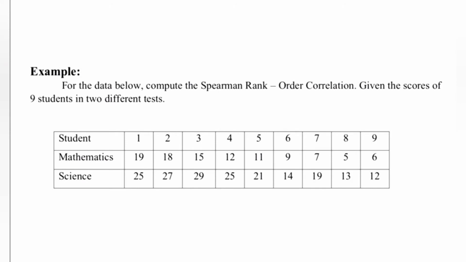For the data below, compute the Spearman rank order correlation given the scores of 9 students in 2 different tests. So, we have here student 1, 2, 3, 4, 5, 6, 7, 8, 9, and their scores in 2 different tests, namely mathematics tsaka yung science. So, si student 1, we have 19 tsaka 25. Student 2, 18 and 27; 15 and 29; 12 and 25; 11 and 21; 9 and 14; 7 and 19; 5 and 13; and then 6 tsaka 12. So, given these scores in mathematics and science, let us compute the Spearman rank order correlation.